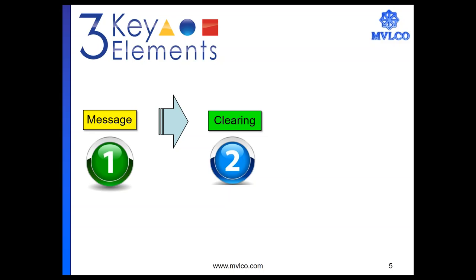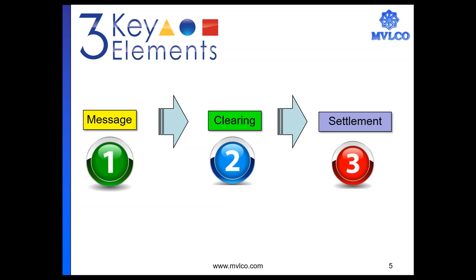clearing process. When the clearing process is being done, the clearing house will compute the amounts to be paid by one bank to the other bank. I'm going to use the word obligation to speak about the calculation of money to be paid by one bank to the other bank. And the last element is the settlement. Settlement is when the beneficiary gets credited.